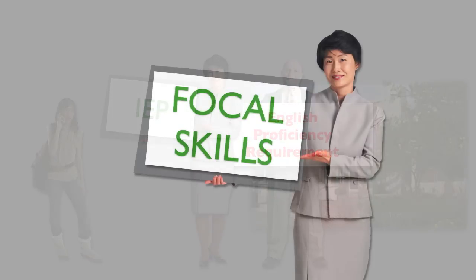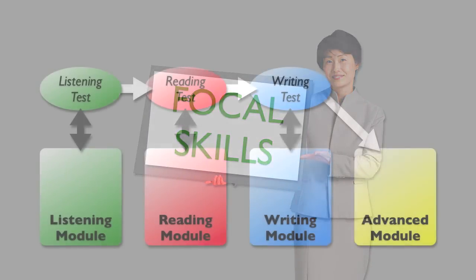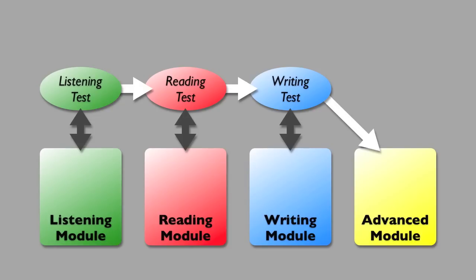There are many ways to design an IEP. Here we will examine one such design called Focal Skills. The basic structure of Focal Skills is a sequence of 4 modules: listening, reading, writing, and advanced, and a sequence of placement tests: listening, reading, and writing.